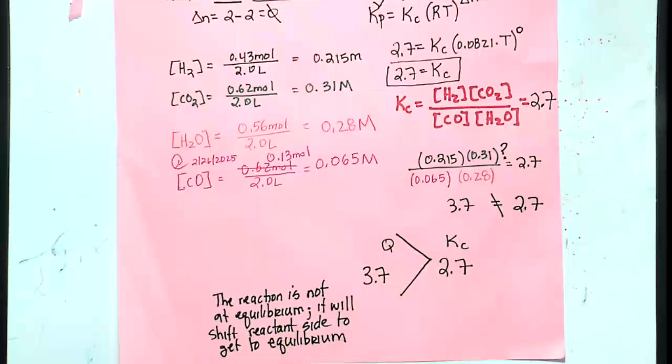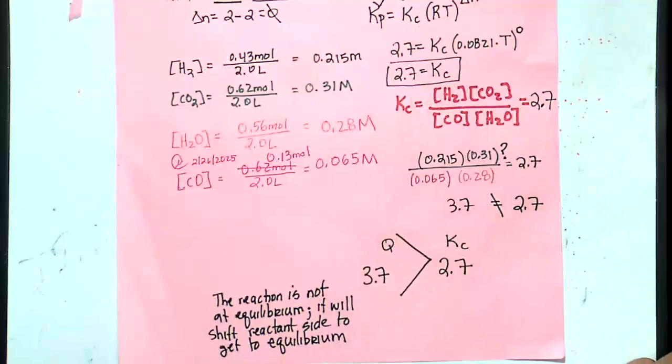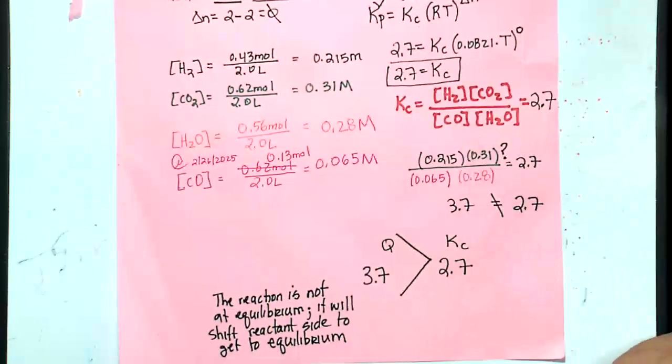Is the answer not 3.8 for Kc? You said it's 3.7? 2.7 is Kc. No, when we solve for Q, it says 3.7. Right. Is that equal to 2.7? Correct. Where did we get the 3.7? I plugged in these values here. We want it to equal 2.7, but it's not, it's equal to 3.7. Correct. So that's why you're not at equilibrium.